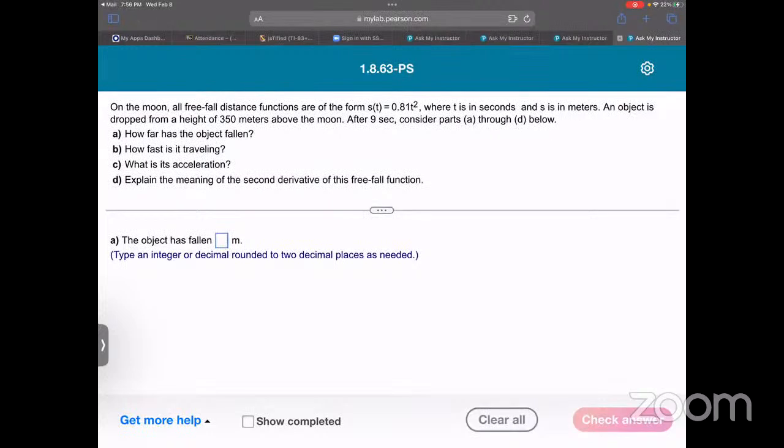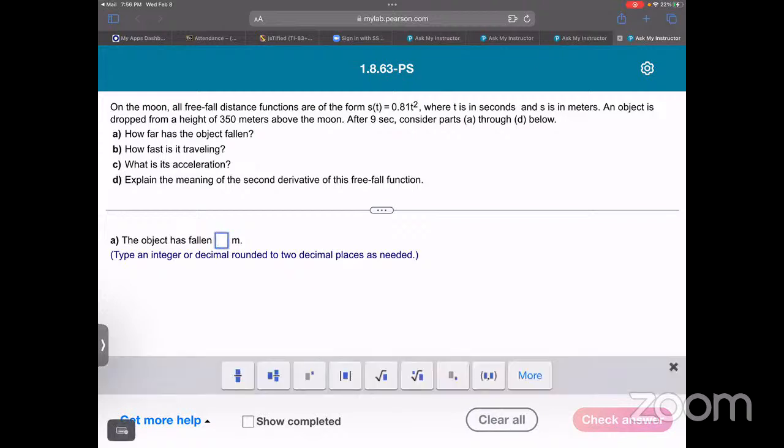Let's see, after 9 seconds. So it looks like for part A, we just plug 9 in. Hey Siri, what's 0.81 times 9 squared? 0.81 times 9 squared is 65.61. 65.61. Type an integer or decimal, rounded to two decimal places if needed. Okay, we'll go with this.